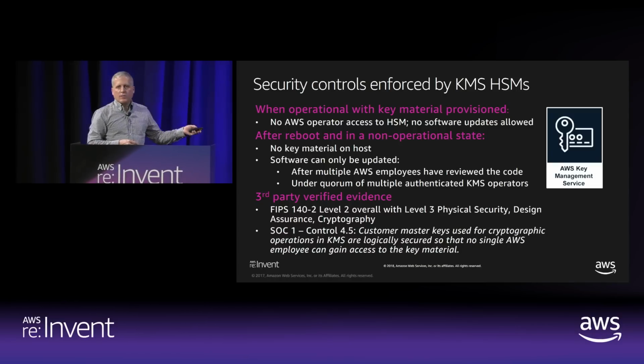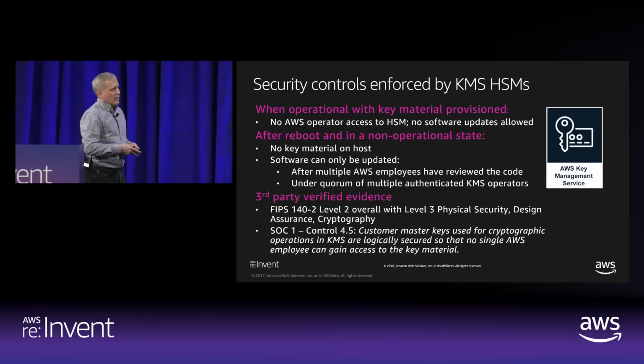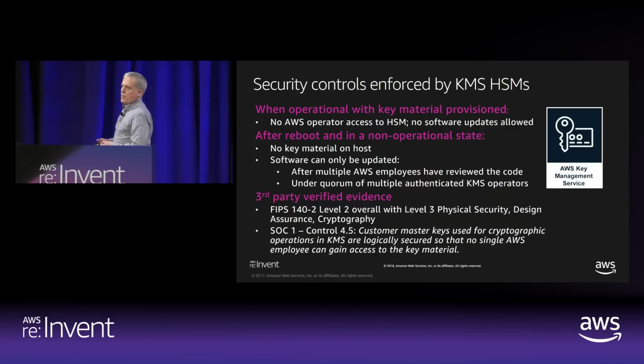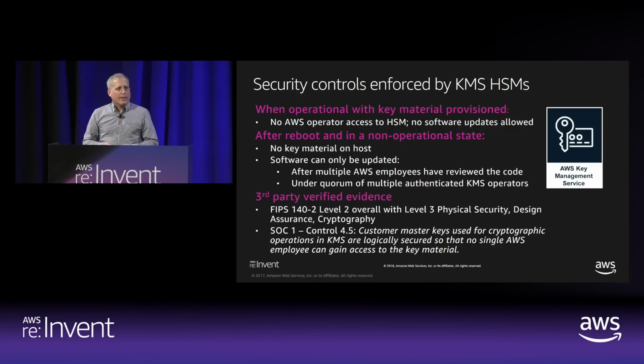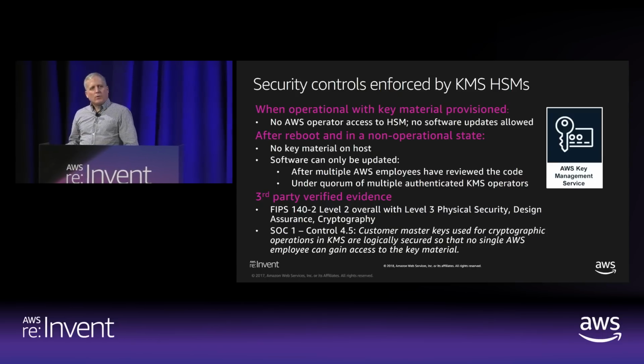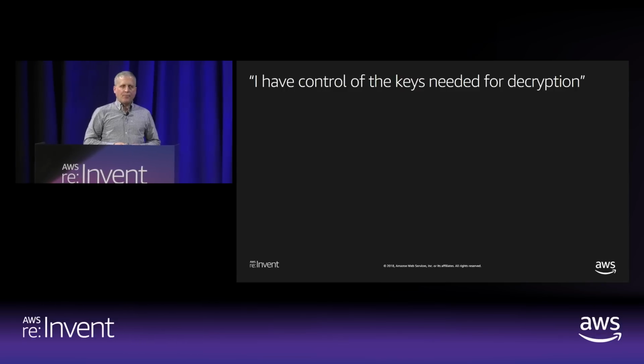Because we have to violate our SOC and get a critical finding in our SOC 1 and 2. If you've read our SOC reports over the years, you know AWS has never had a critical finding in our SOC reports. That would be a catastrophic event. It would be a huge trust buster if we had a critical finding. So we are holding our own feet to the fire to ensure that KMS is as secure as it can be.